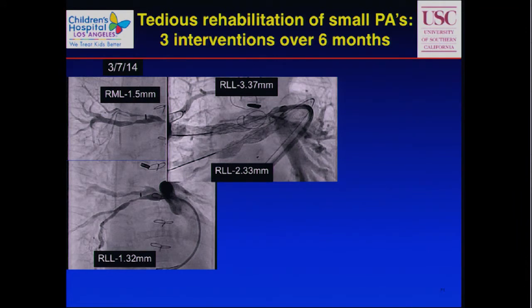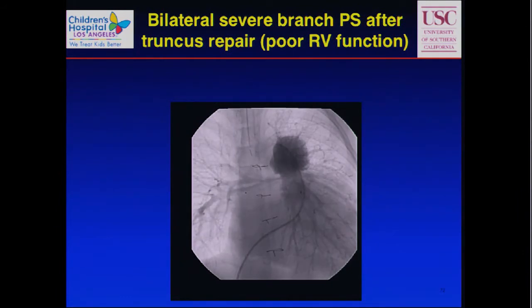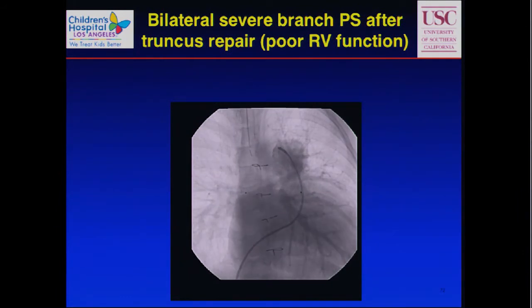This is what it looks like initially. These are horrible vessels, especially because they're MAPCAs, but you're able to slowly recruit the distal branches if you're aggressive early on.